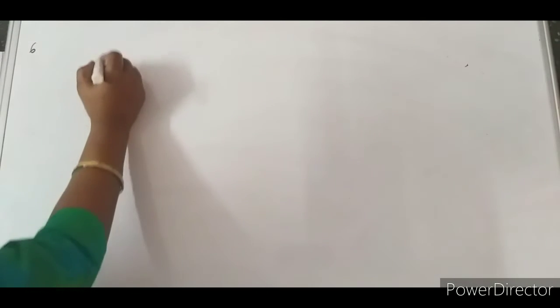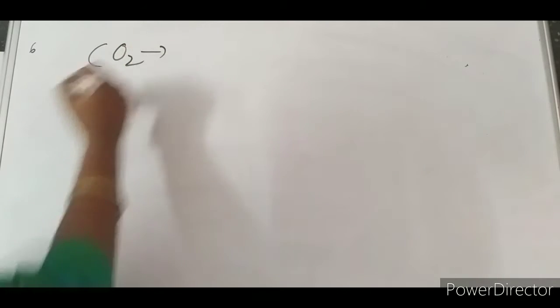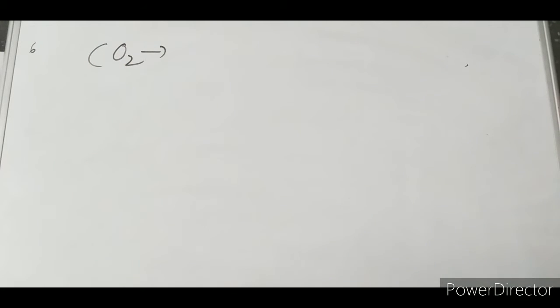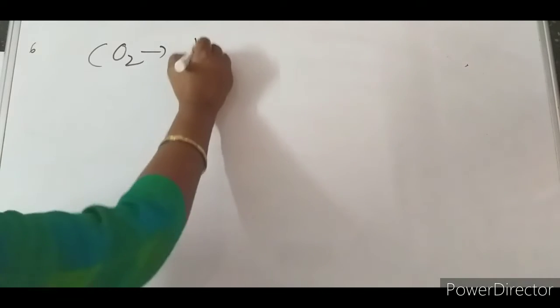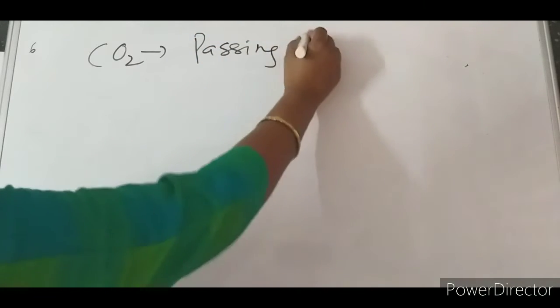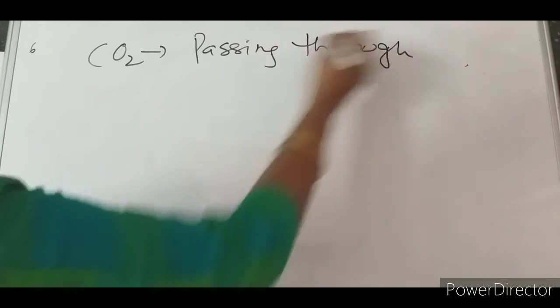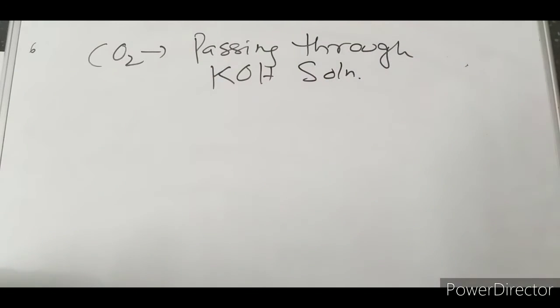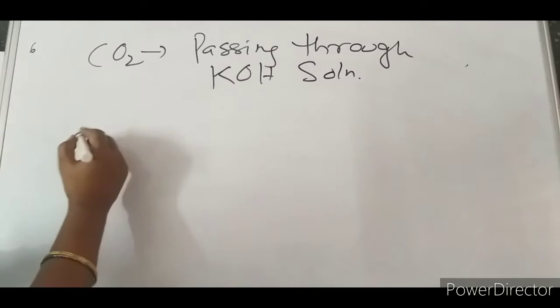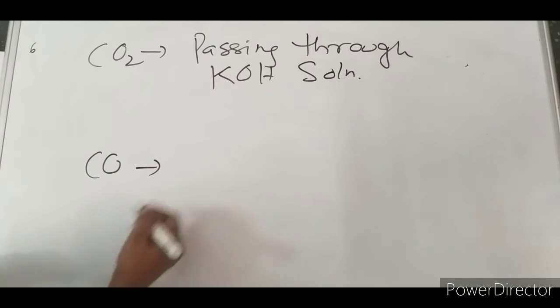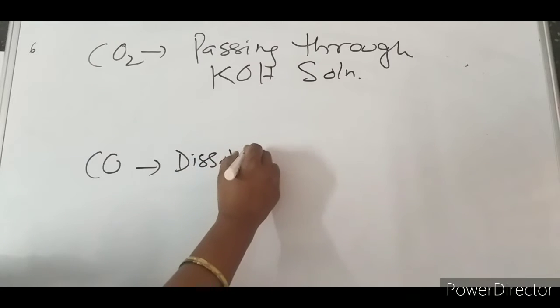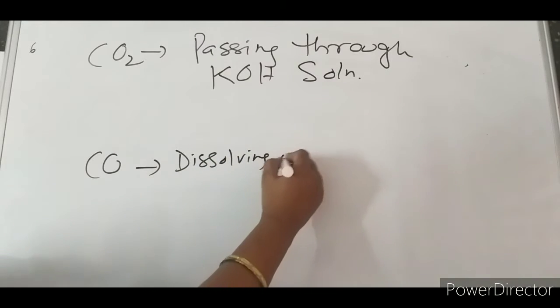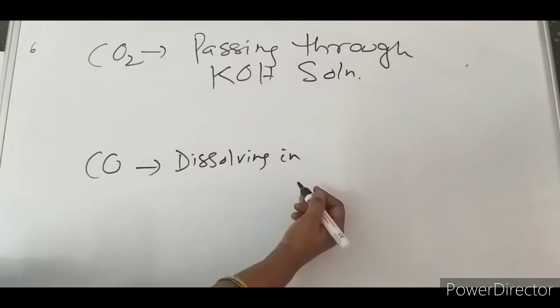So how to remove carbon dioxide? Carbon dioxide can be removed by passing through KOH solution. Now we have seen the purification: carbon dioxide can be absorbed by KOH solution. And how to remove carbon monoxide? By dissolving it in ammoniacal cuprous chloride solution.